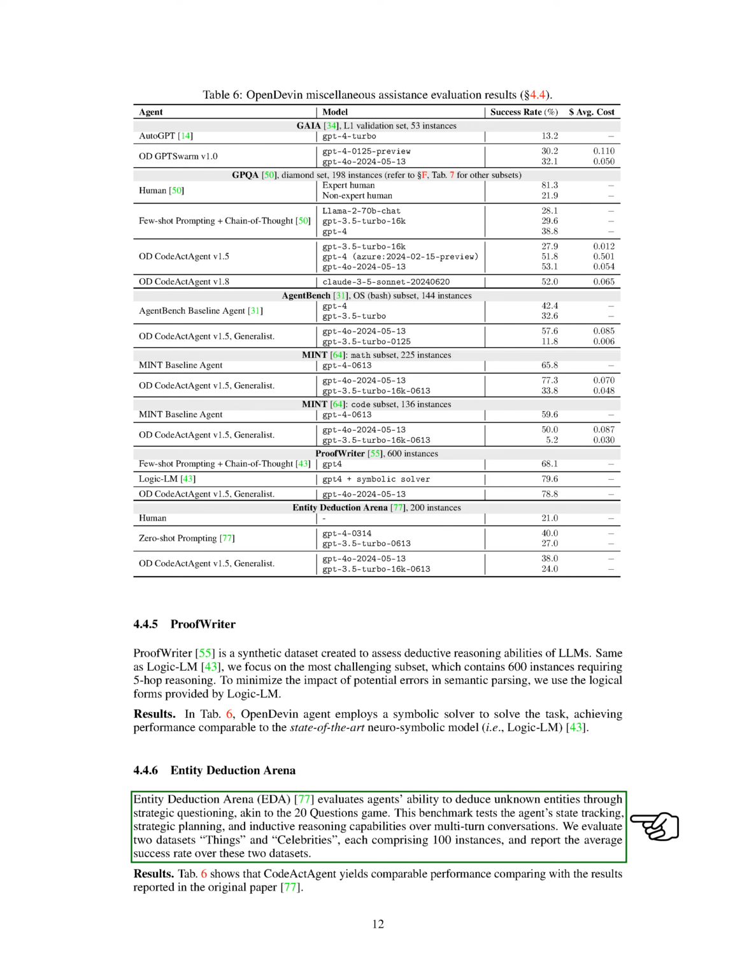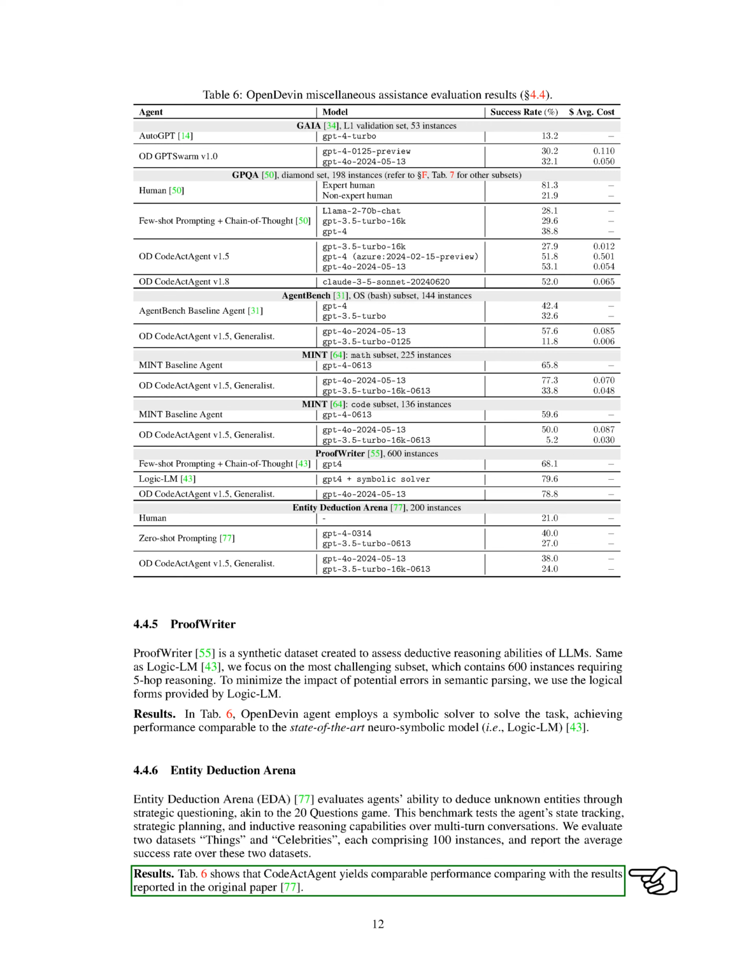Next, we discuss the Entity Deduction Arena, EDA, which assesses an agent's ability to infer unknown entities through strategic questioning, much like the game of 20 questions. This benchmark evaluates the agent's skills in tracking state, planning strategically, and reasoning inductively during multi-turn conversations. We analyze 2 datasets, things and celebrities, each containing 100 instances, and we report the average success rate across these datasets. Our results indicate that the Code Act agent performs comparably to the outcomes reported in the original paper.